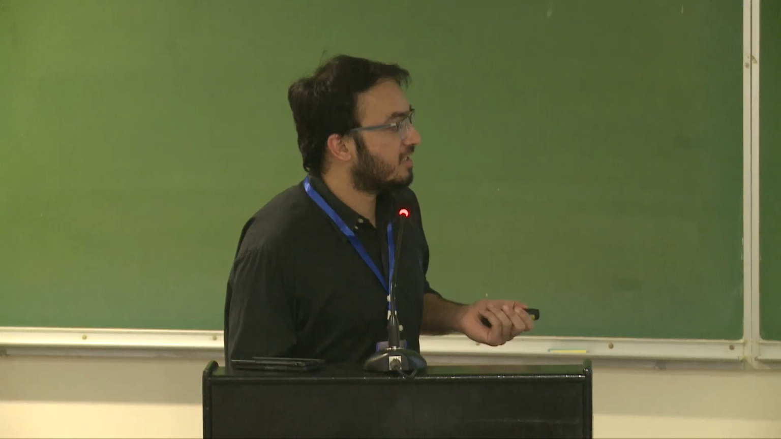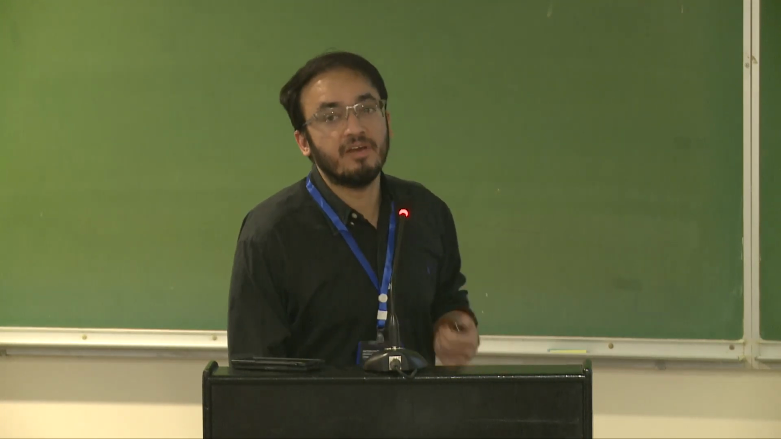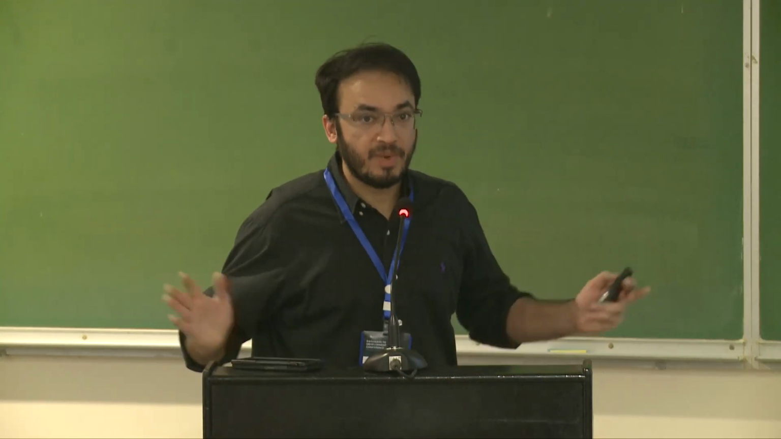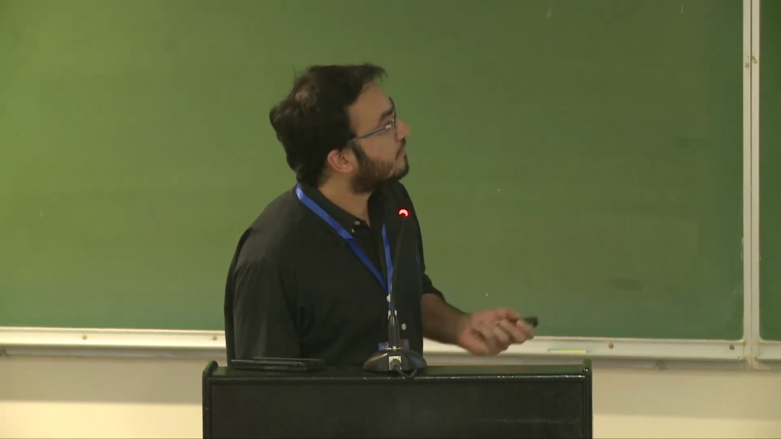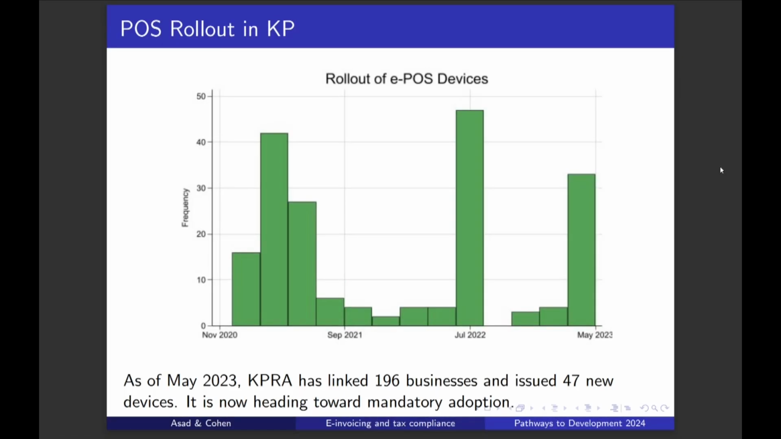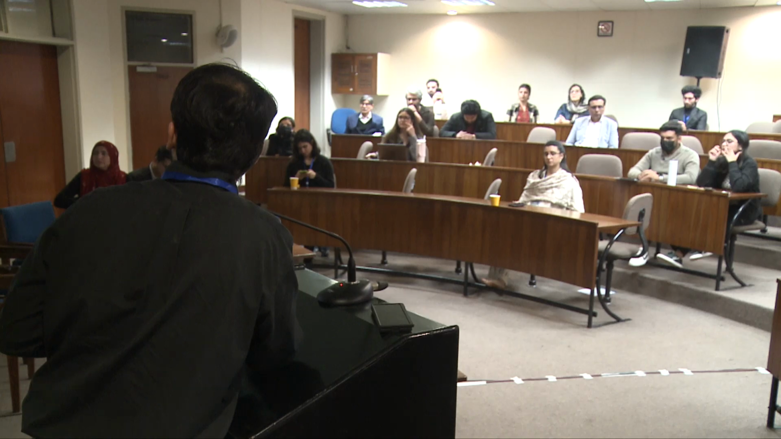And there's a subset of devices which were given to businesses. So this is linking plus giving them a new device. Some businesses that KPRA identified were given the whole device itself, just to increase the penetration of these devices. This is sort of describing the rollout, how, as I said, this started in early 2021. And you can see that until about May 2023, KPRA has rolled out about 240 devices. That's what the total distribution is.